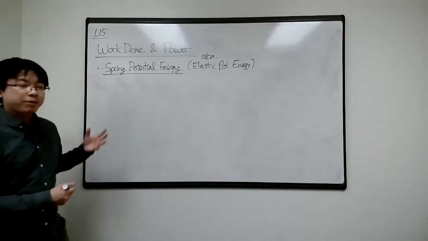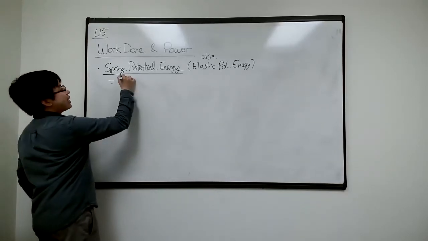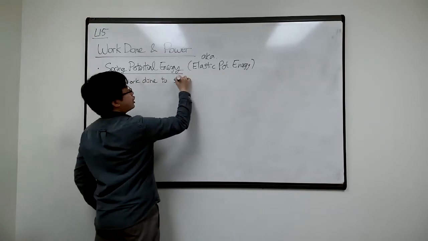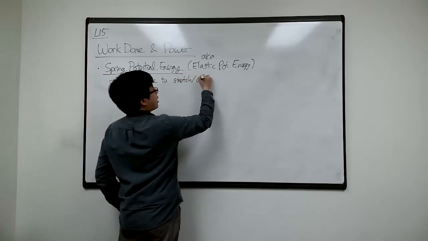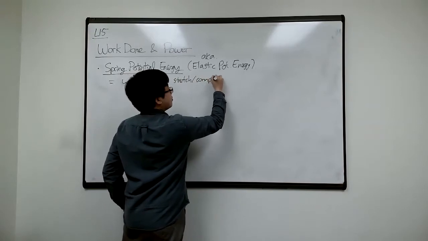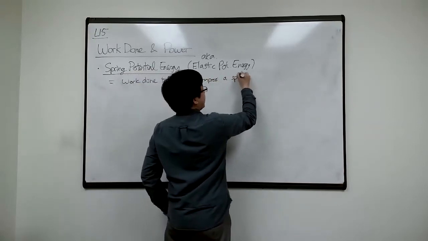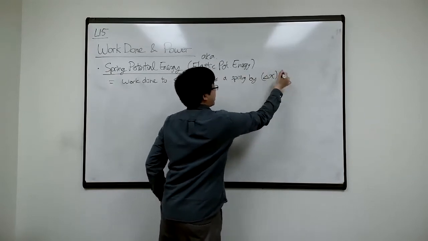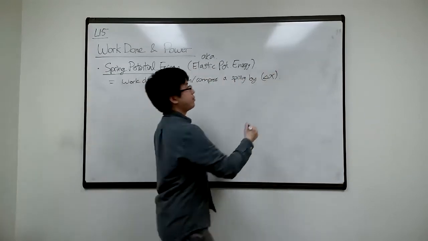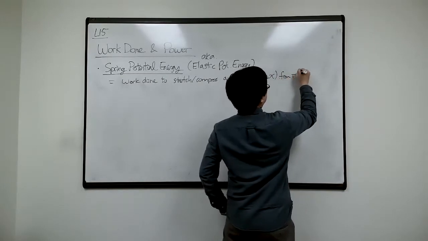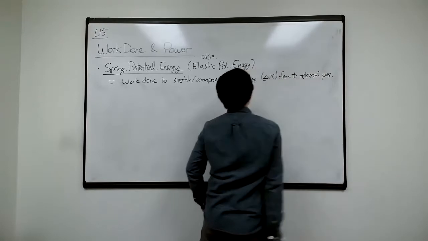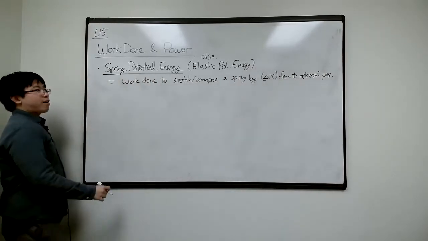The next is spring potential energy, right? So this is the work done to stretch or compress a spring by a certain displacement from its relaxed position. From its relaxed position. Okay. All right. So how do we do it?